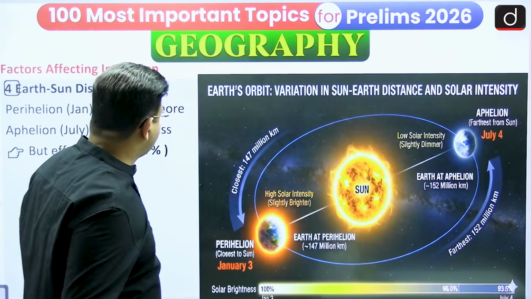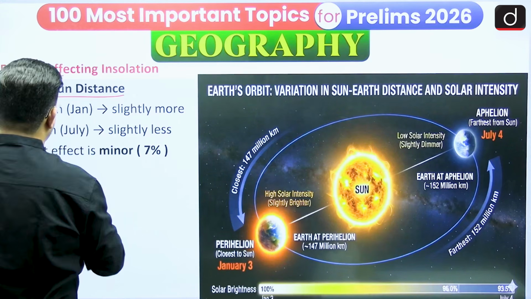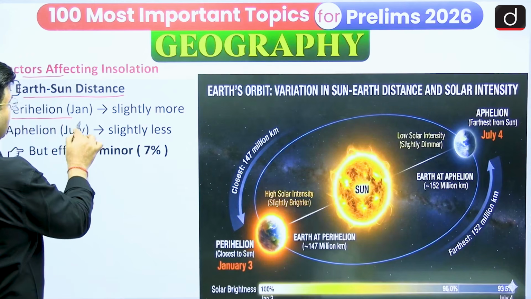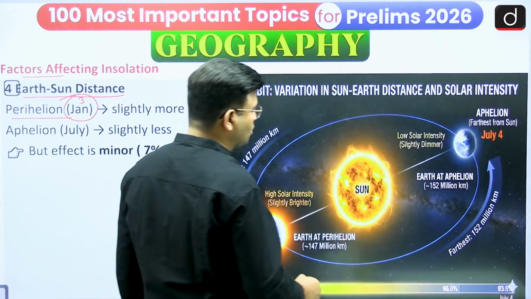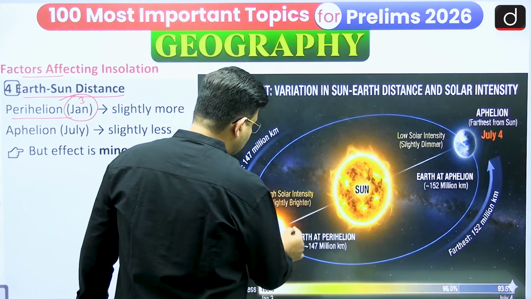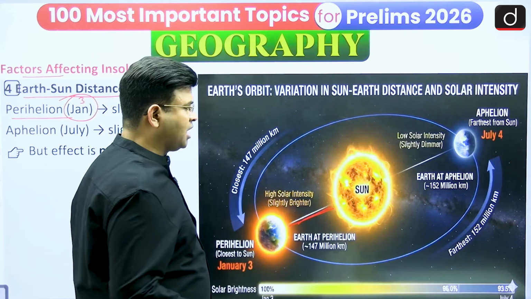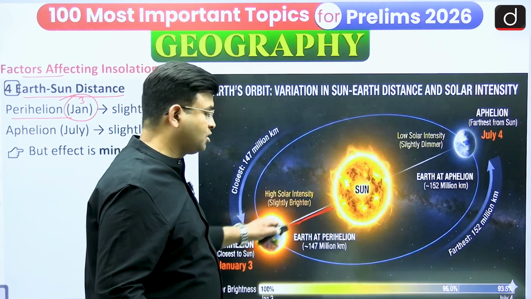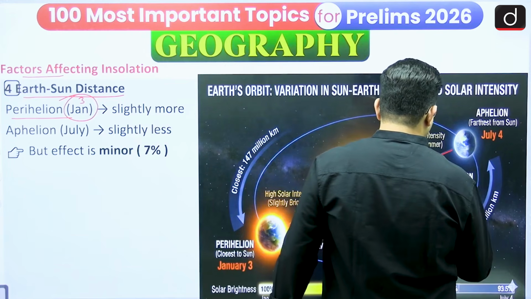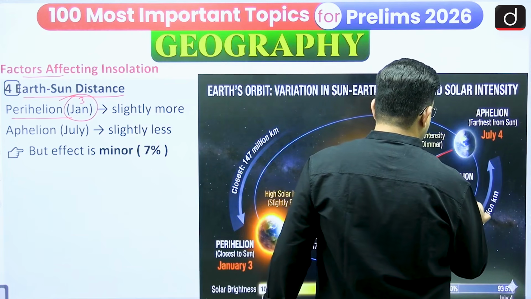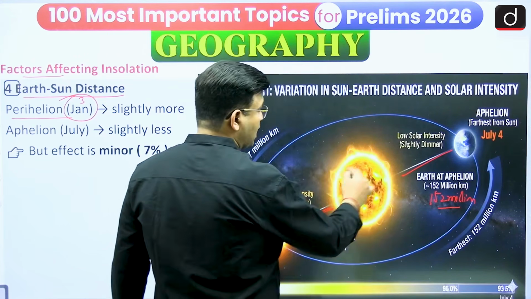Is it okay? After that, the next factor is the Earth-sun distance. In this one there is perihelion. On 3rd January there is a condition of perihelion. On 3rd January the Earth is nearest to the sun, and we can say there is more heating. And on 4th July the distance is around 152 million kilometers, and here in perihelion it is 147.